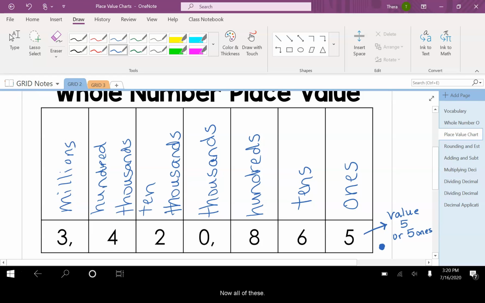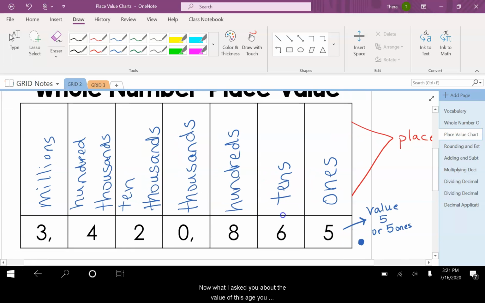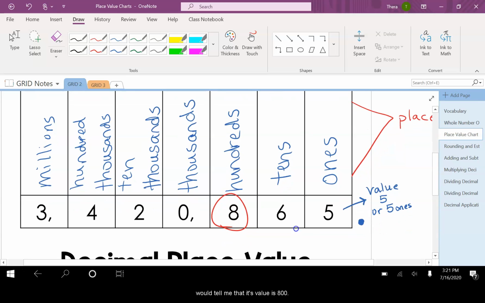Now, all of these up here are naming the place. Now, if I asked you the value of this 8, you would tell me that its value is 800, or you could also say 800s. Okay, place is where it is located. The value is how much it is worth.